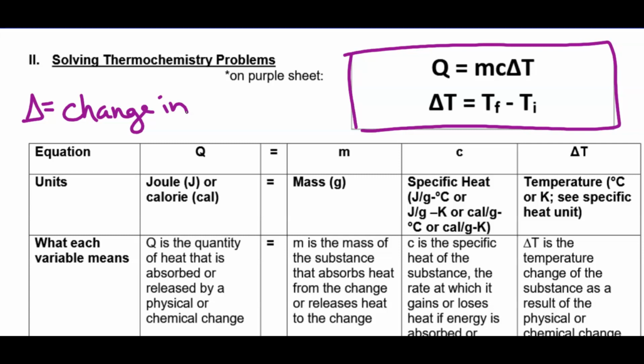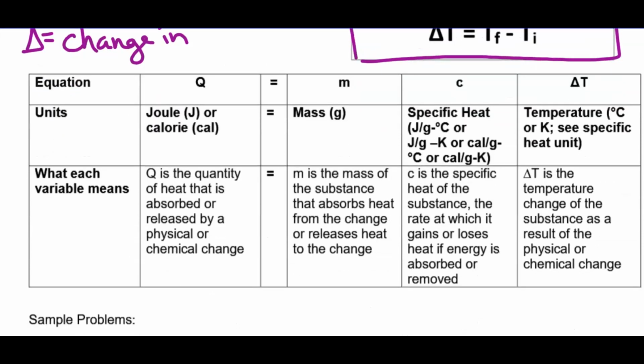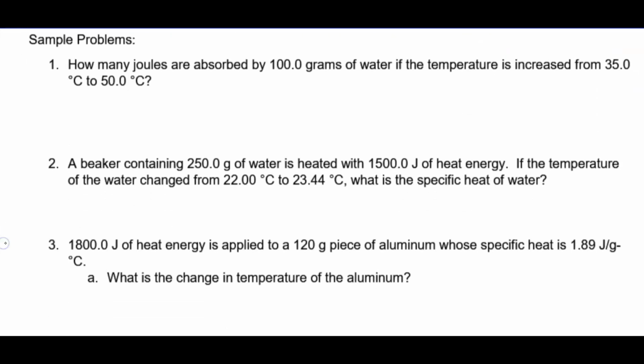So Q is our symbol for heat energy. Units are going to be joules or calories. m stands for mass in grams. c is a specific heat. Remember, this is a lookup value. And then delta T is always final temperature minus initial temperature, and it has to be in that order. So let's use this formula to do a few sample problems.